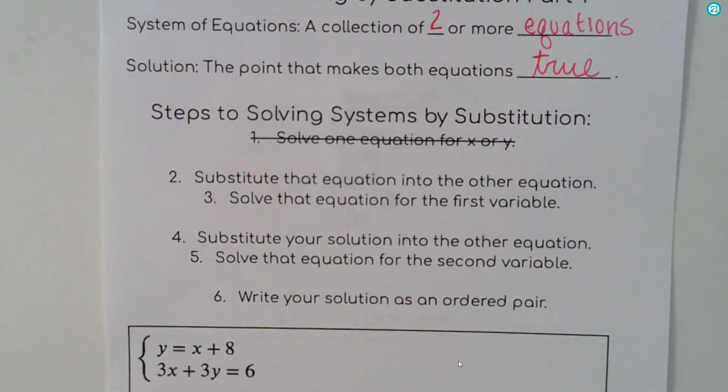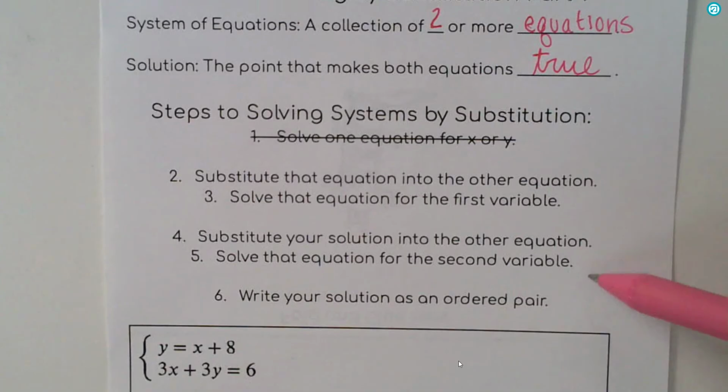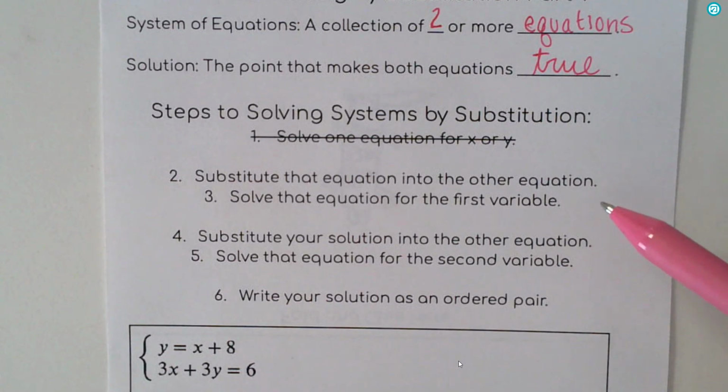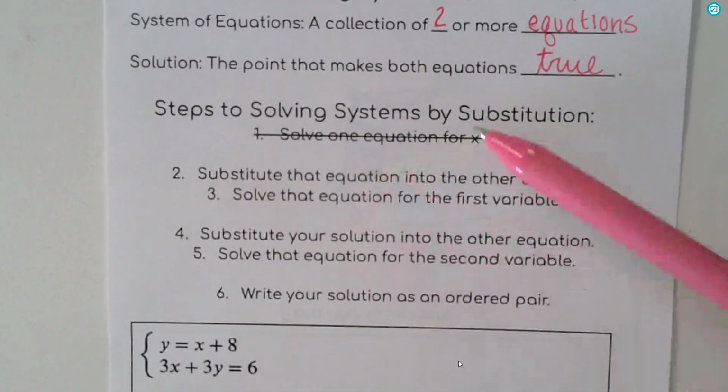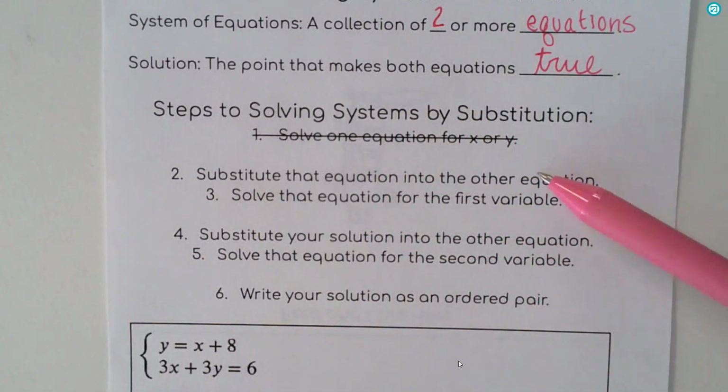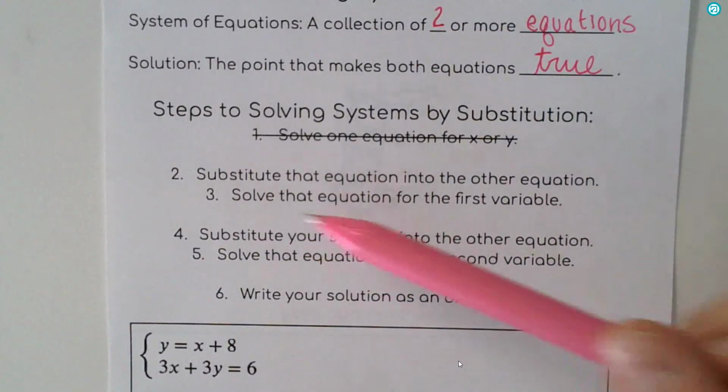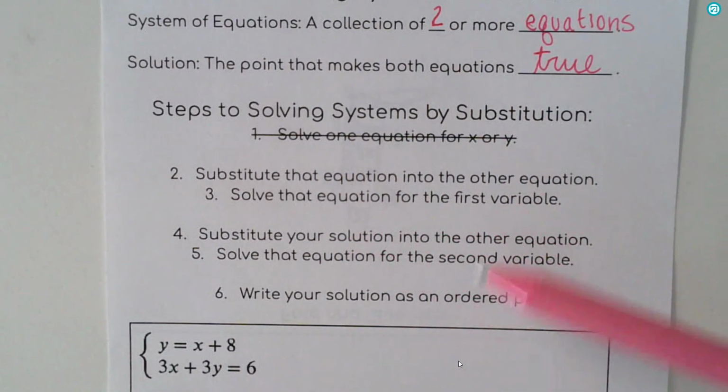They are lumped together because these 2 steps go together and these 2 steps go together. Step 1 says to solve one equation for x or y. It is crossed out because you do not have to do that step today. On Monday when we do 3.5, you'll have to do that. But for today, that step is already done for you. Steps 2 and 3 are to substitute the equation that's solved for x or y into the other equation and solve that equation for the first variable. So we're going to do steps 2 and 3 on the first system.